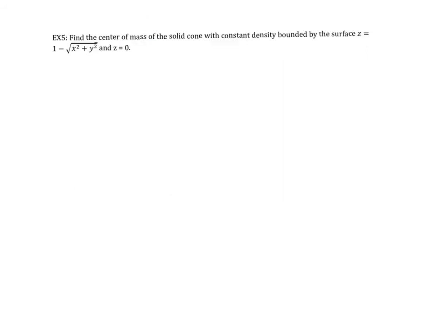So in example 5, we want to find the center of mass of the solid cone with a constant density, which is good. We have a constant density. So constant density, we can use an integrand of 1, or the density function. It's going to be bounded by the surface z equal to 1 minus the square root of x squared plus y squared, and z equal to 0. So it's a cone.